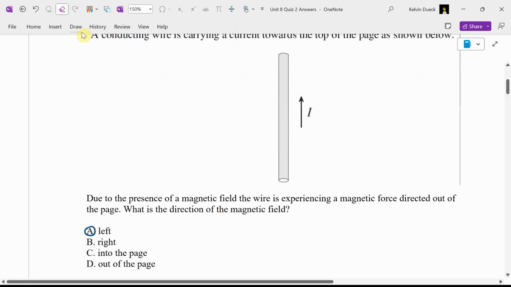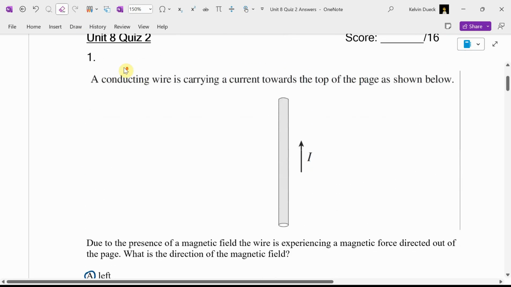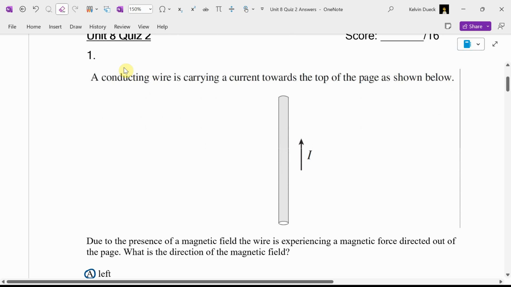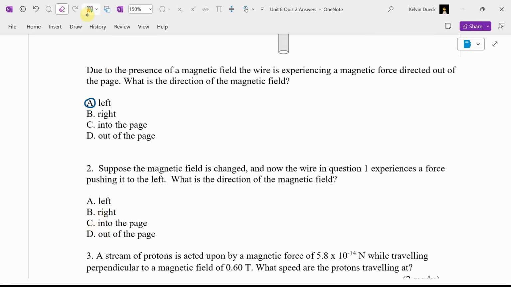And then number two, same idea, but now it's experiencing a force to the left. So I would have current pointing up. My palm pushes to the left. Now my fingers are the magnetic field, and we are into the page for number two.